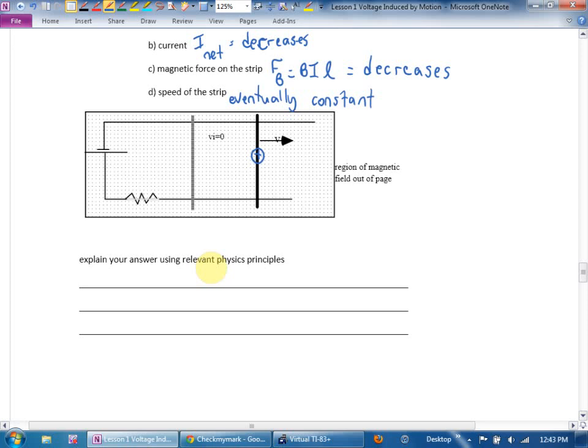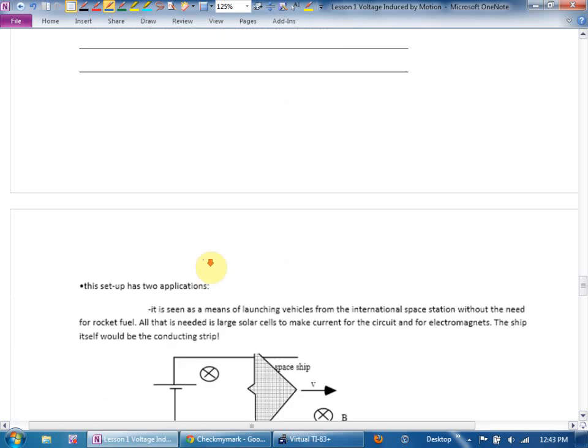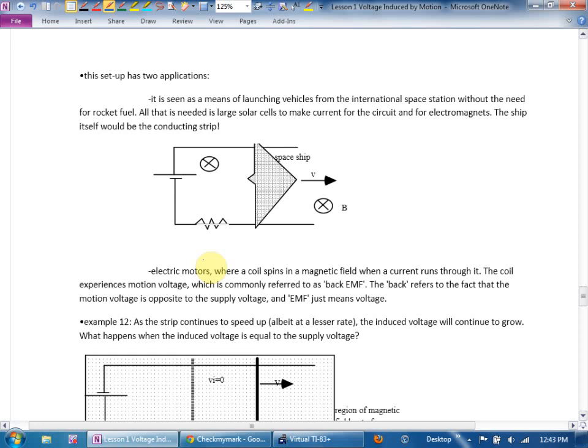So this setup has several applications. The first is on the International Space Station. They've talked about using this to launch the space shuttle from the space station after it's docked. Because if the space shuttle is right by the space station, like a meter away, you probably don't want to fire your rocket engines if your engines are a meter away from the space station. Fire bad, even in space. So here is the thought.